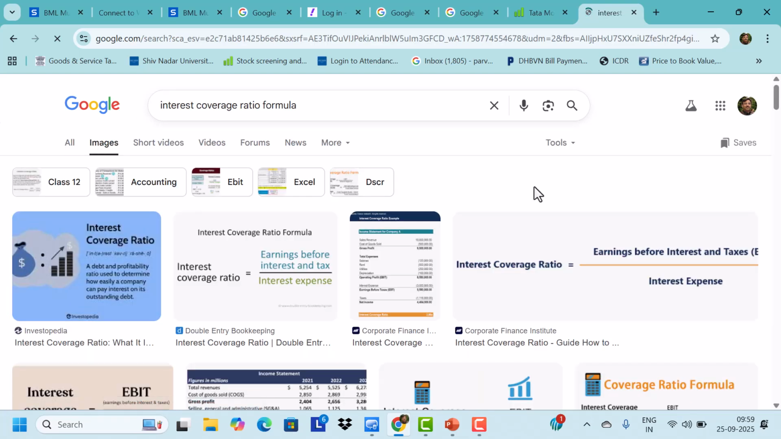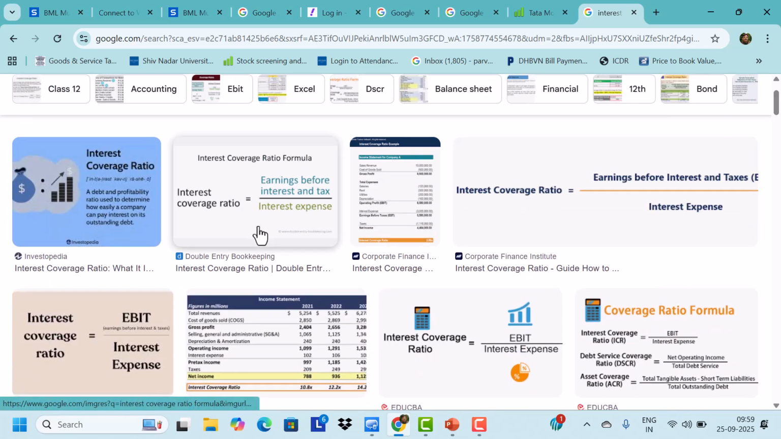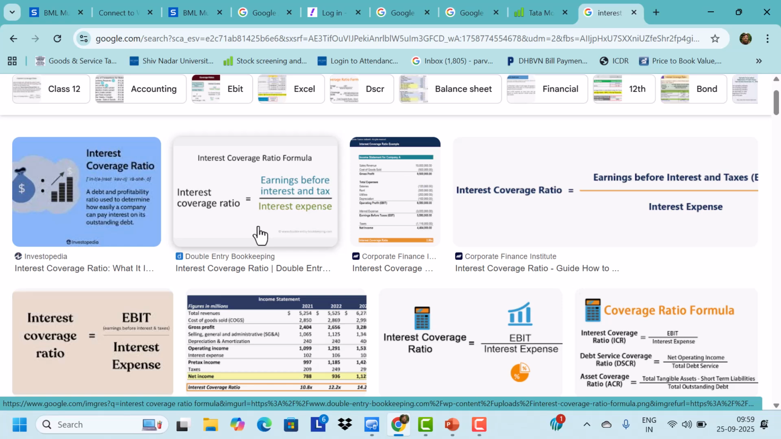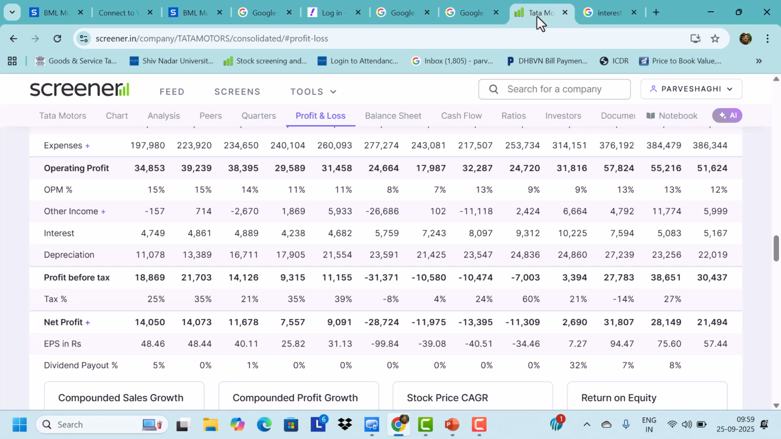So the formula is, look at the formula. So the formula is this, interest coverage ratio. Just read out the formula. क्या formula है? Earning before interest and tax divided by interest expense. Fine. So now using this formula, just try to calculate what is the interest coverage ratio. Anyone? So tell me, what is the numerator and what is the denominator you are taking?